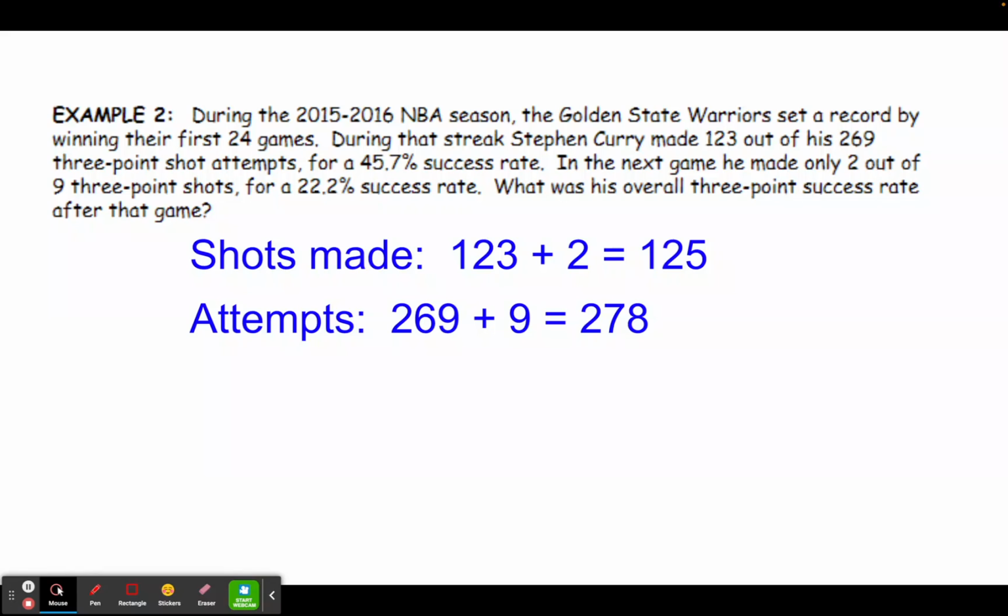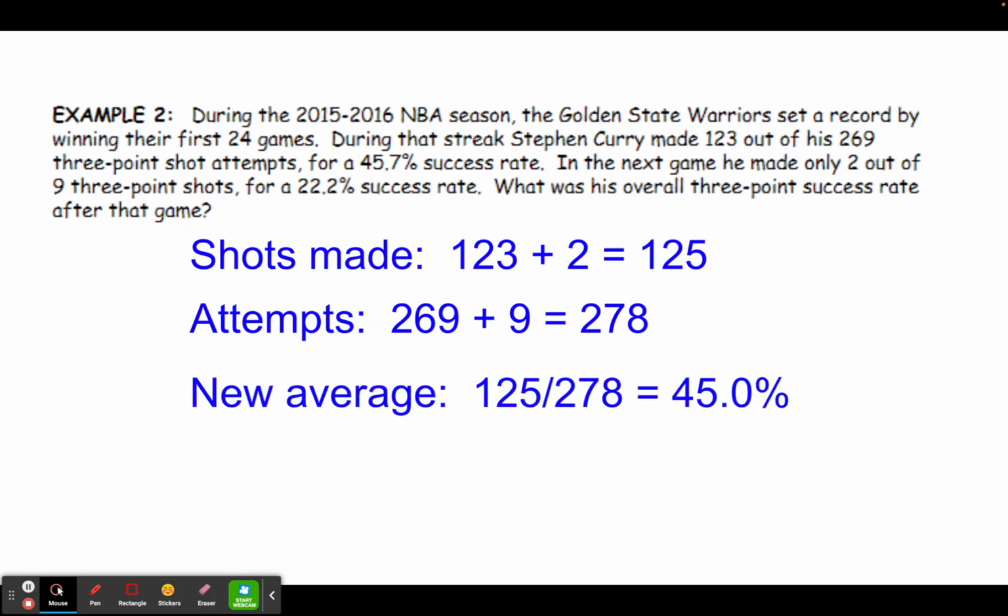Now, for his 3-point shot success rate, we would take the successes divided by the attempts. So 125 out of 278, and that puts him at 45.0%. So he had one really bad game, but that only dropped his overall average for the season from 45.7 to 45.0.